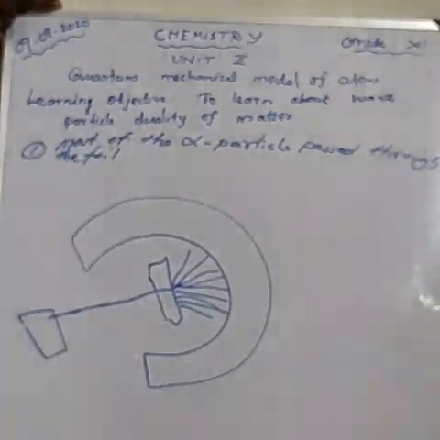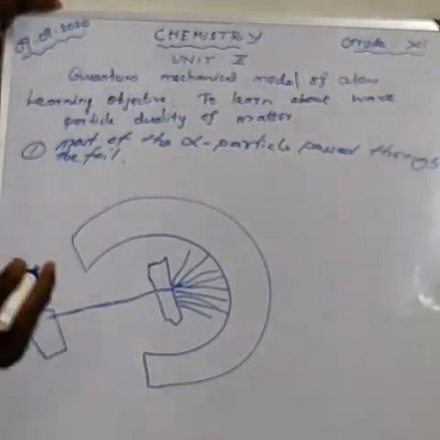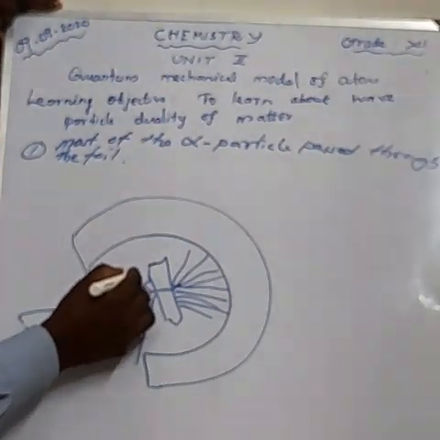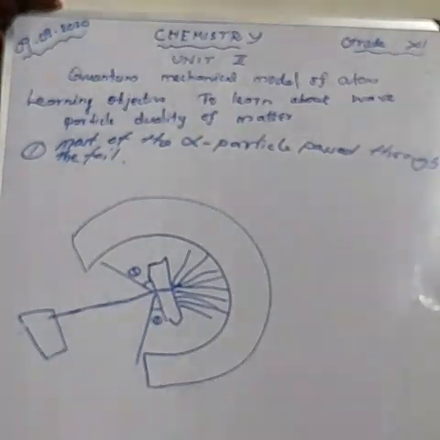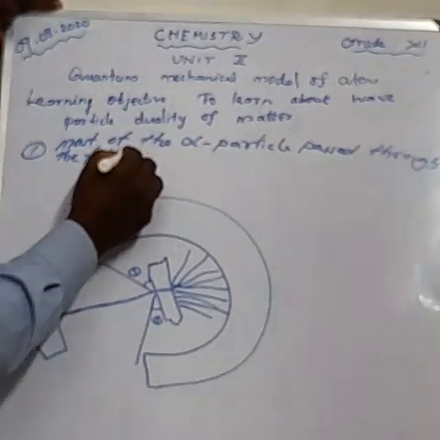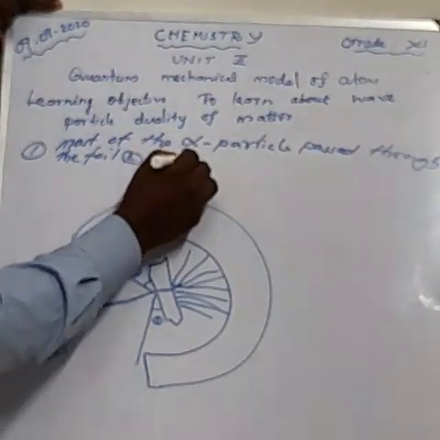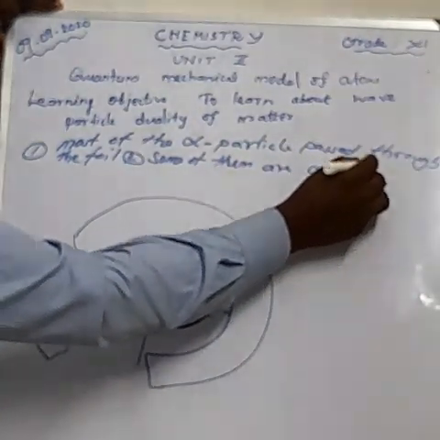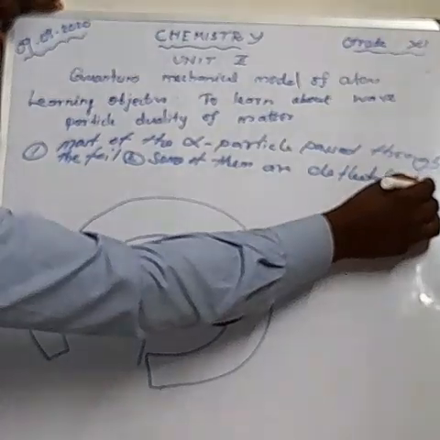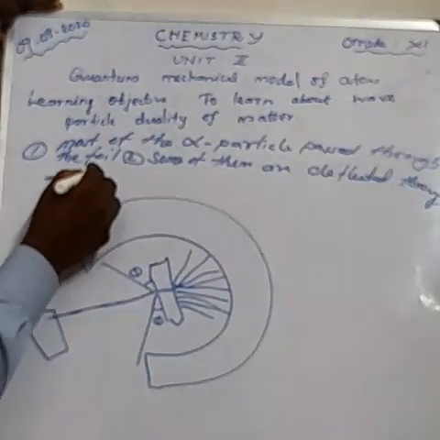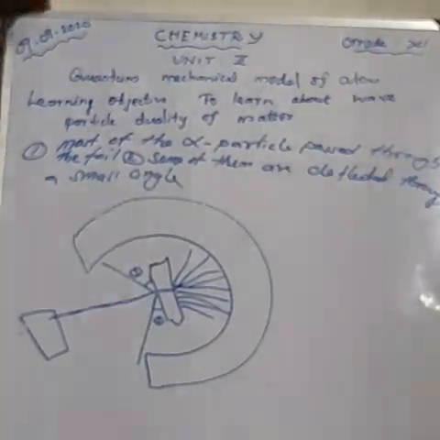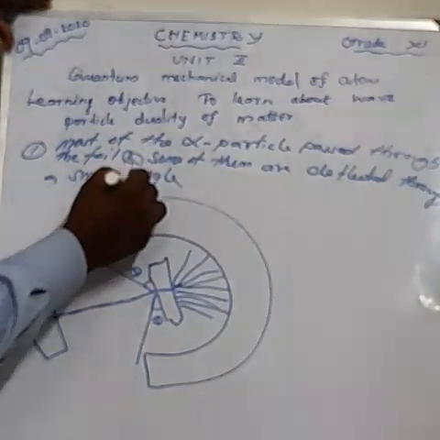The second one is that some of them were deflected through a small angle. Some of them are deflected through a small angle here.